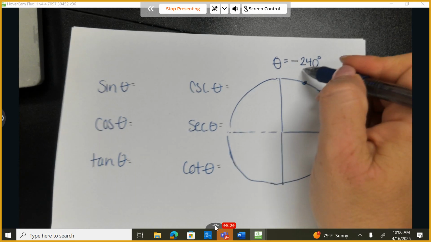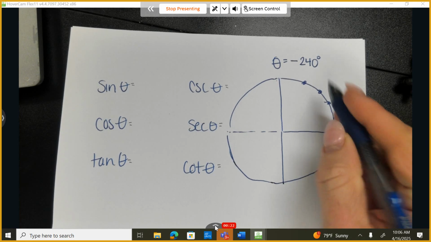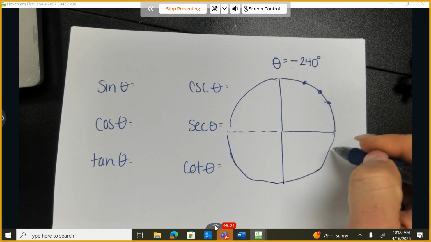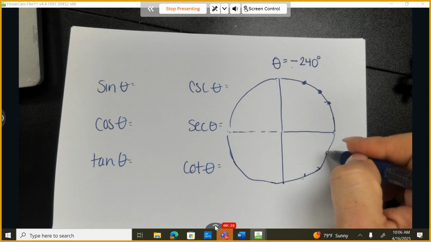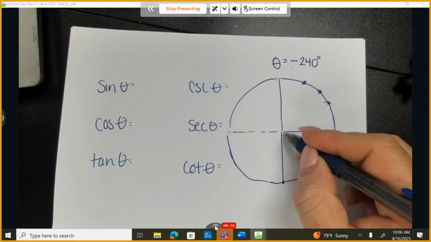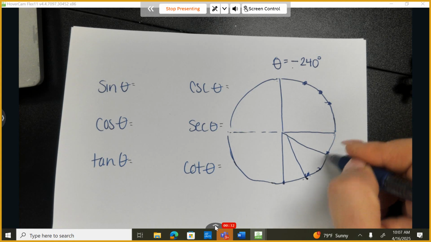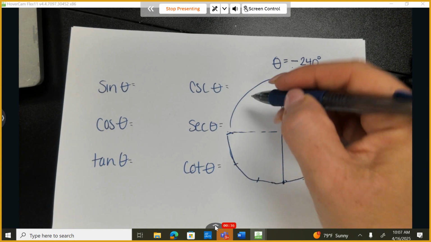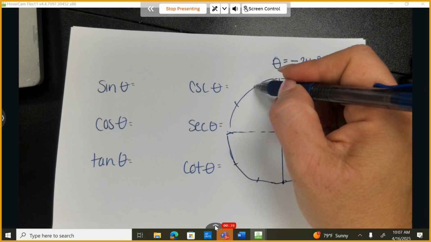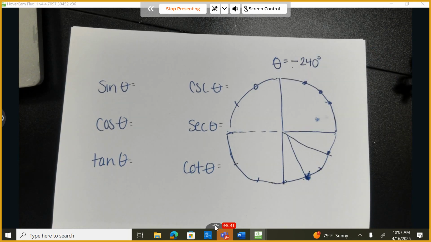I'm going to count here by 3s, and I'm going to go backwards. From the starting line, I'm going backwards. 3, 6, 9. So these are put into thirds, right? 3, 6, 9, 12, 15, 18, 21, 24. So this is the position right here.